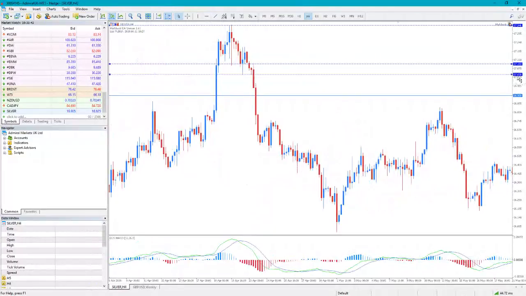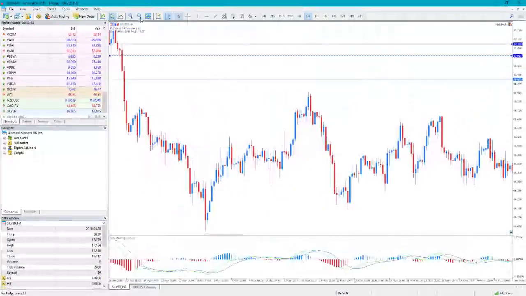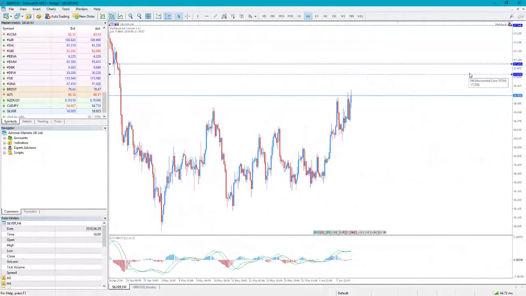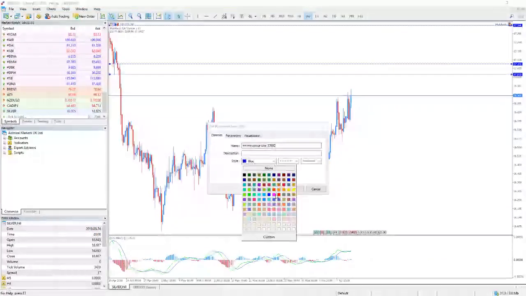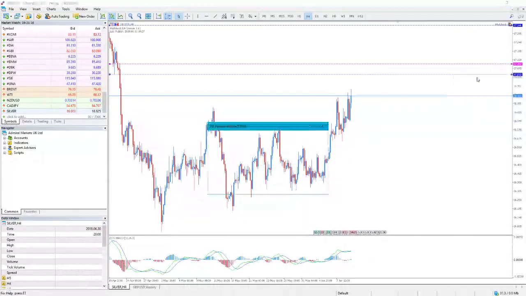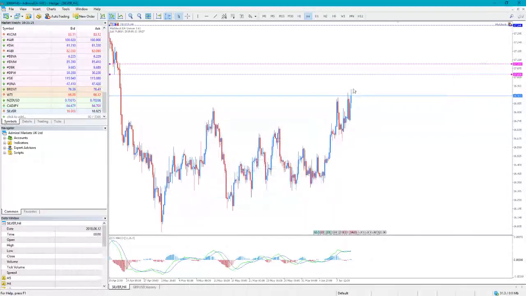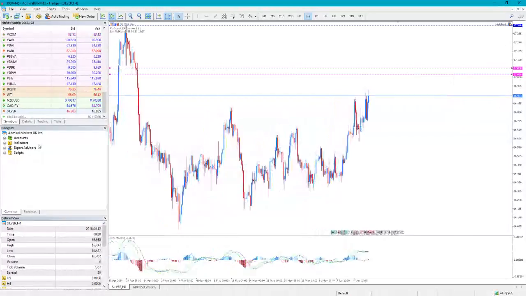Pay attention to 1703, 1710, 1734. Very important levels, especially the 17 level on silver. If you trade it, pay attention to it. 1703, 1710, 1734. Let me just try something. $17.10, $17.03, and $17.34.